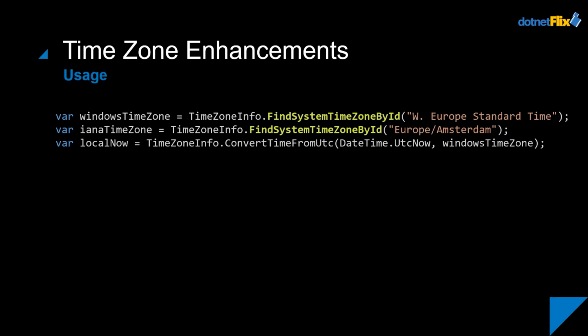And then you can just use the already existing conversion methods, for example, TimeZoneInfo.ConvertTime, to use those IANA time zones to convert DateTimes from one to another time zone.